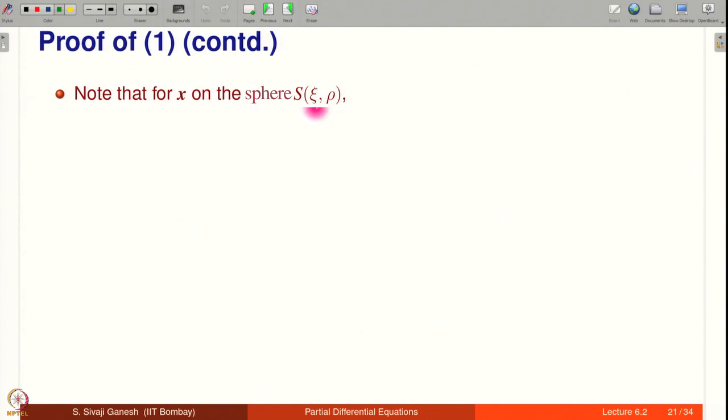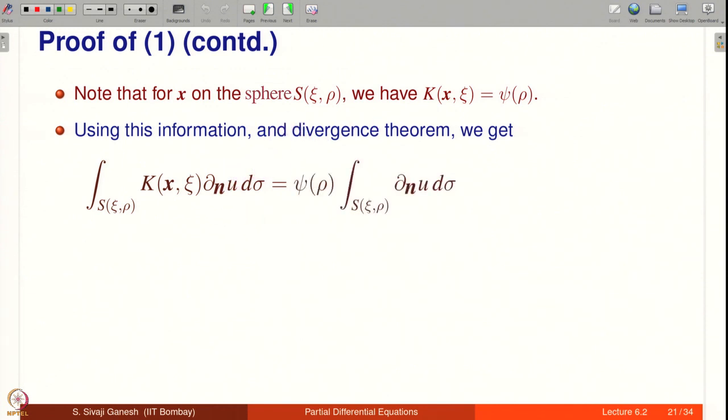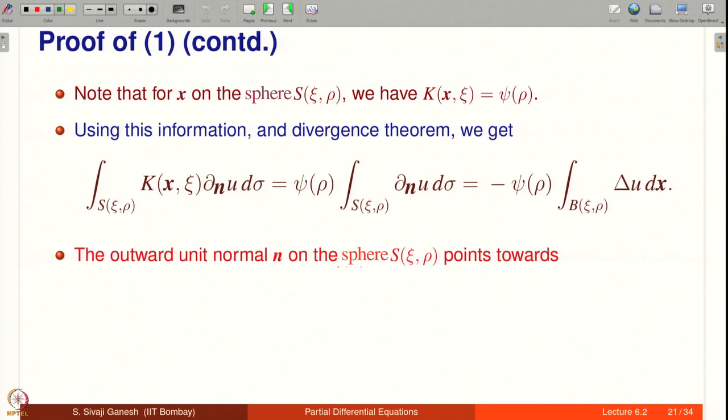Note that for x on the sphere S xi rho, we have k of x, xi equal to psi of rho. Using this information and the divergence theorem, we get the integral of k dou nu equal to psi of rho times the integral of dou nu over S xi rho, since k is constant and does not depend on the integration variable. Here we apply the divergence theorem and we get it in terms of the Laplacian. So, minus psi of rho times the integral over the ball of Laplacian u dx. The outward normal n on the sphere points towards its center xi.